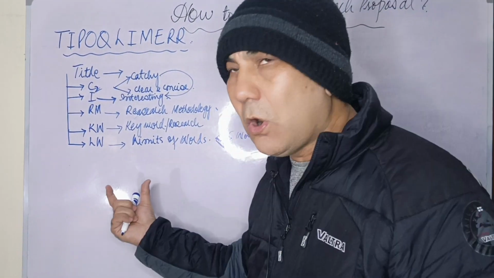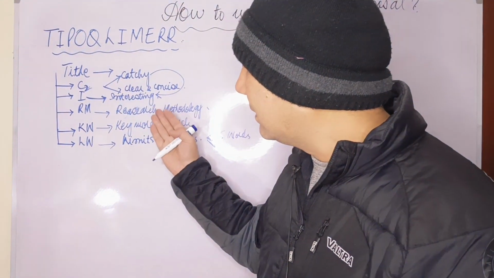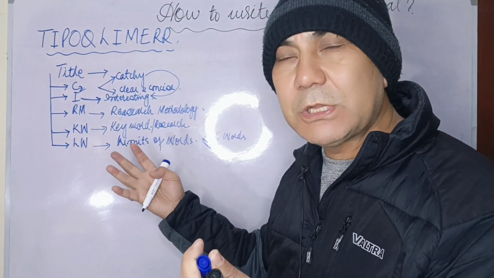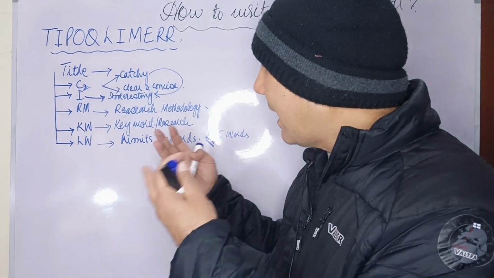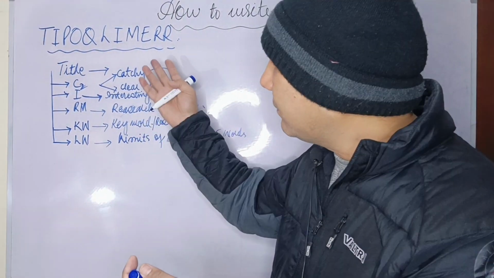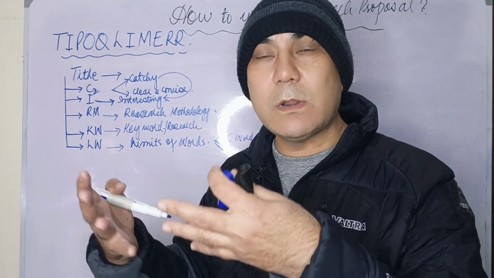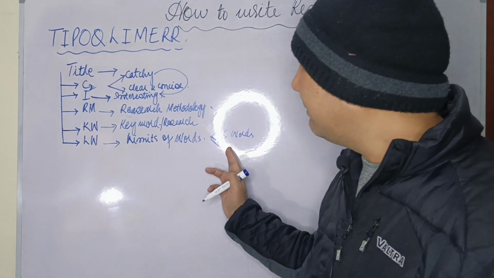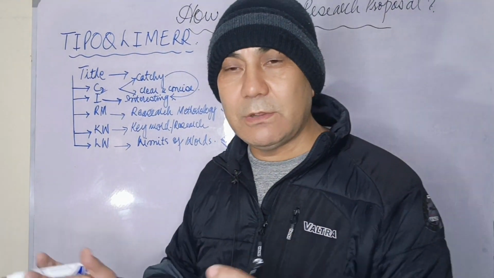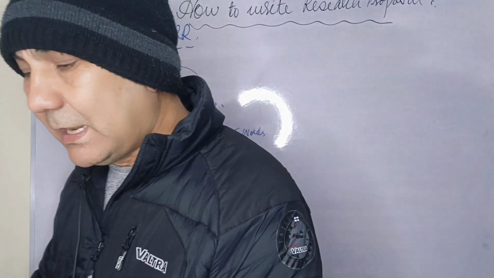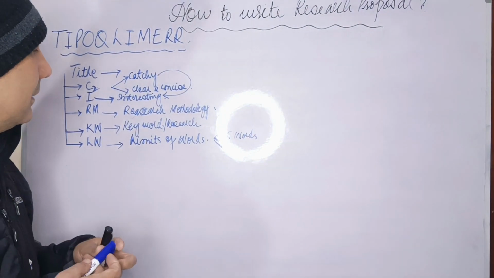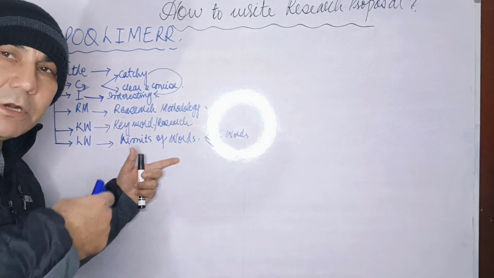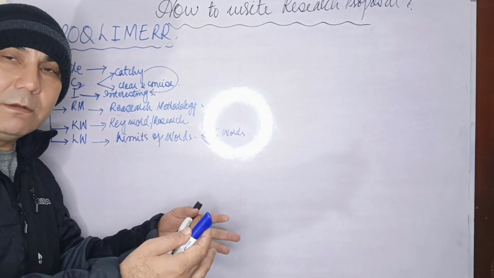And if it is too short, it will not make clear your research methodology, your research problem, and the variables you would like to assess or measure. That's why it should be less than 15 words. If it is too concise, it is difficult for the readers to understand.